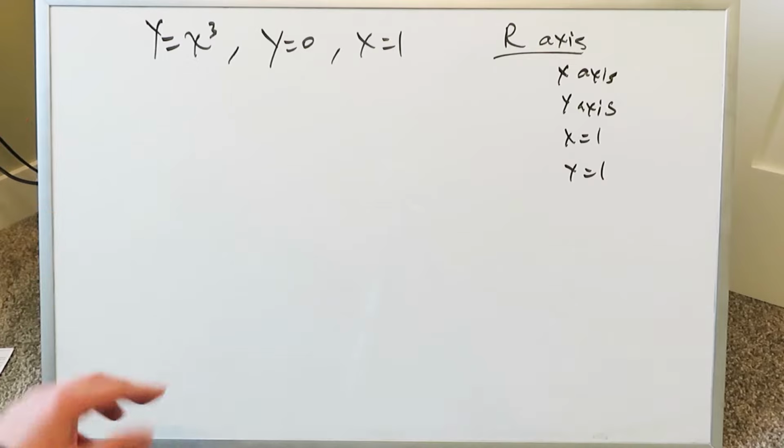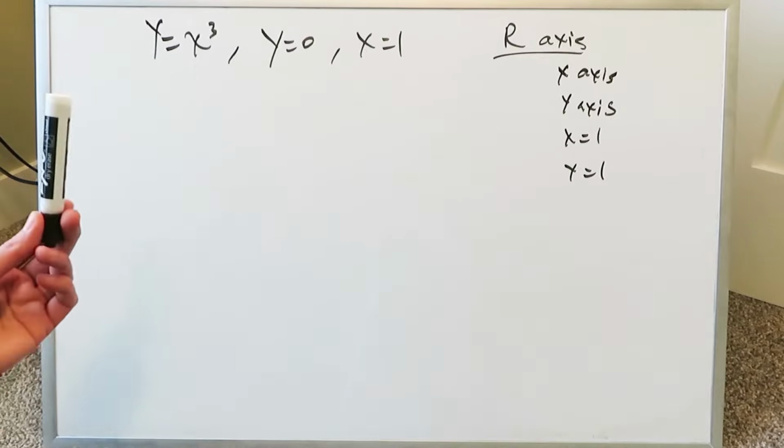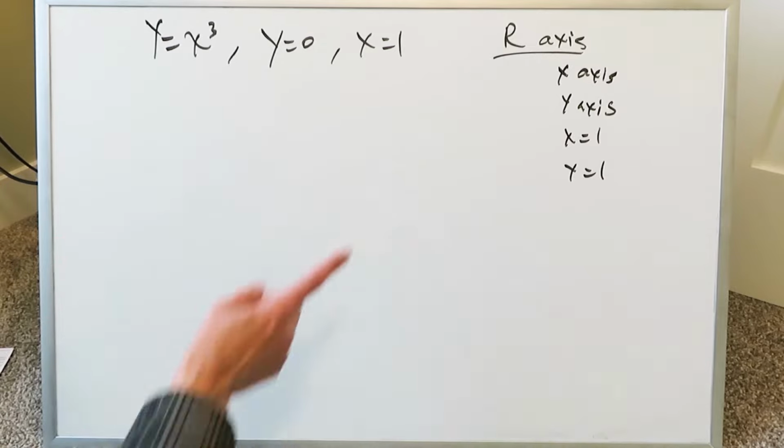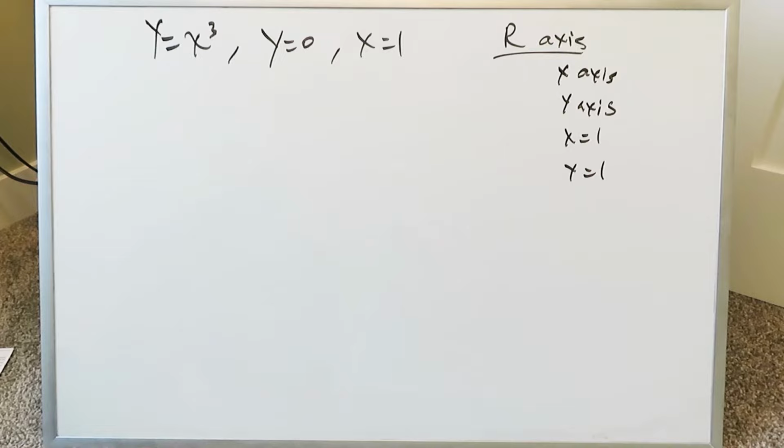We have a bunch of equations over there: y equals x cubed, y equals 0, x equals 1, and then we have 4 lines of axis mentioned, or lines of rotation or revolution: x-axis, y-axis, x equals 1, y equals 1. We're going to be doing the determination of the region bound by these, and then we will sequentially do the rotation or revolution around each of those lines of axis. We'll start with the x-axis first.